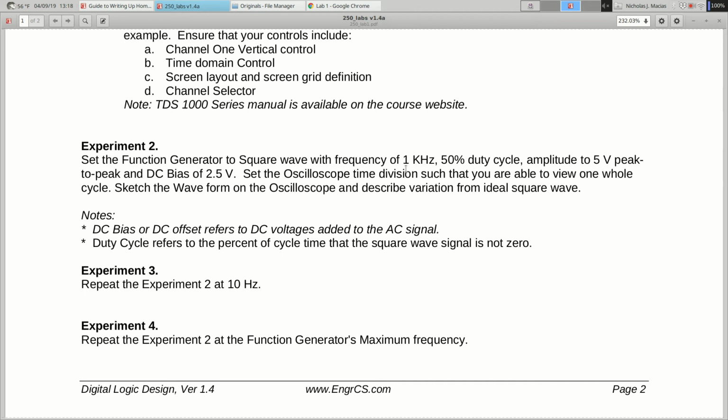So you want to address the things that are asked for in each of the experiments. Experiment 3, we repeated the above experiment, but we set the frequency to 10. Here's a picture of the waveform we saw. There's your sketch. This differed from the ideal square waveform because blah, blah, blah, and so on.